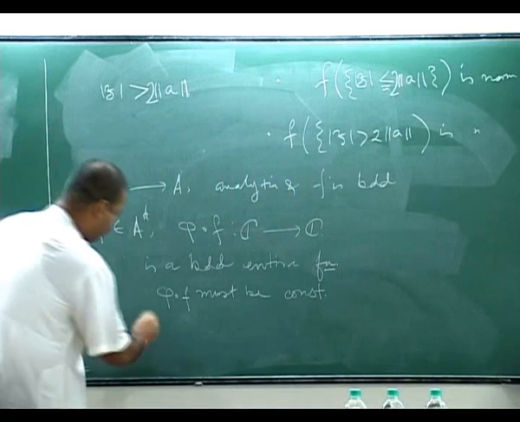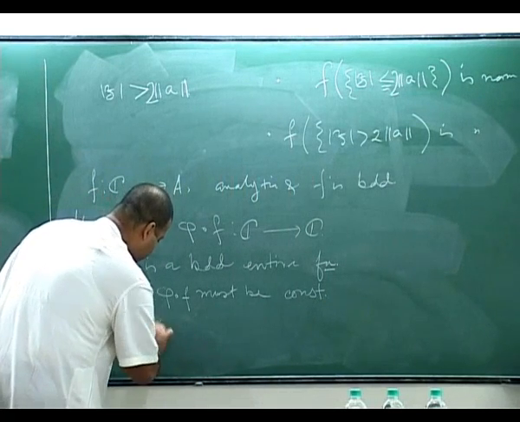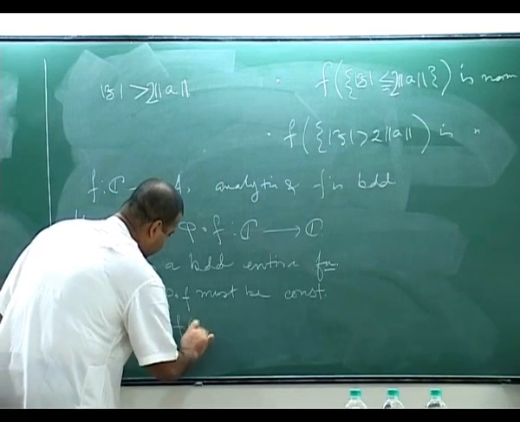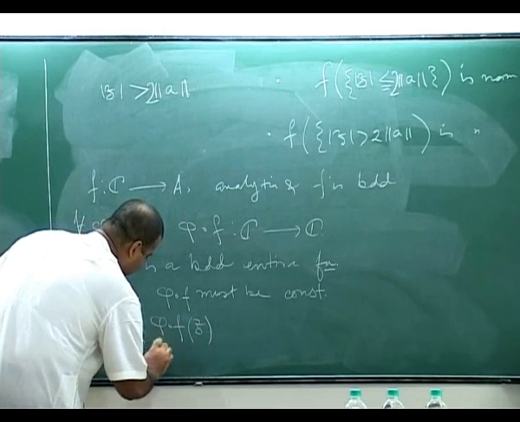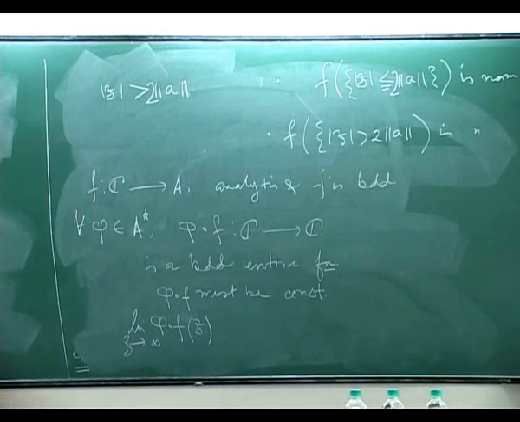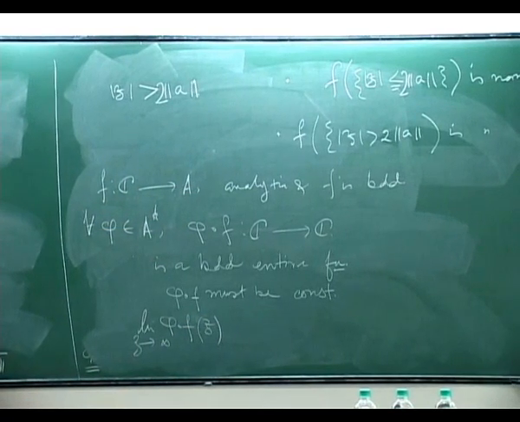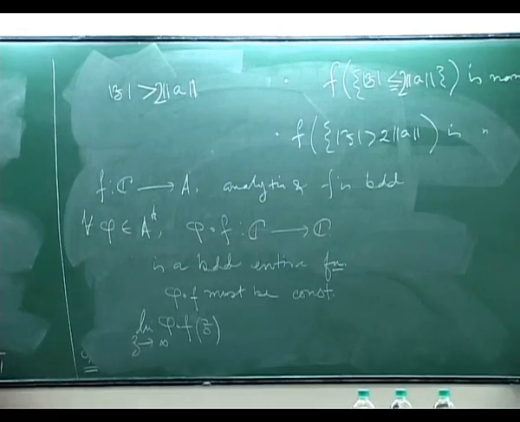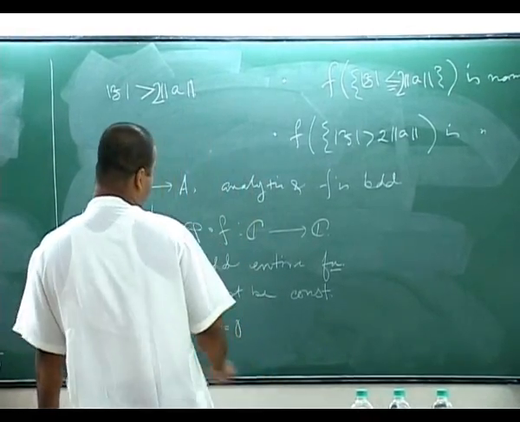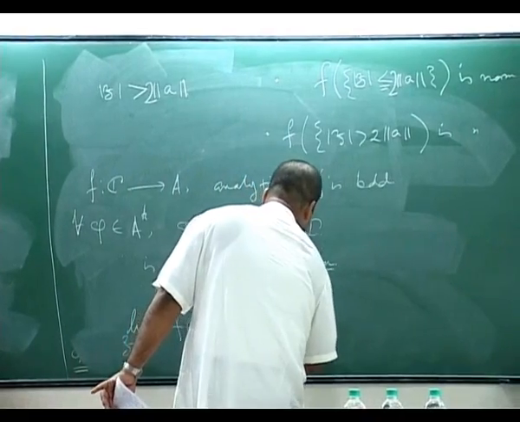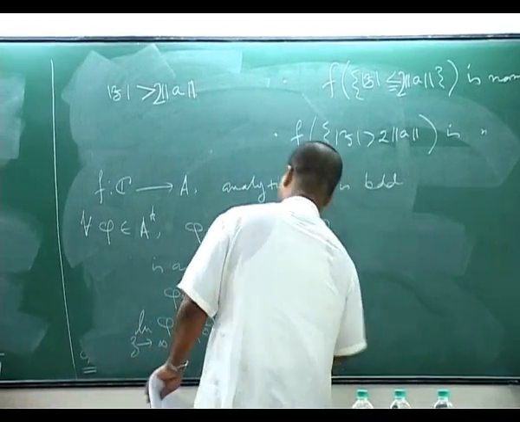So, let us try to compute this limit, z going to infinity, and again from this estimate it will follow that this is 0.